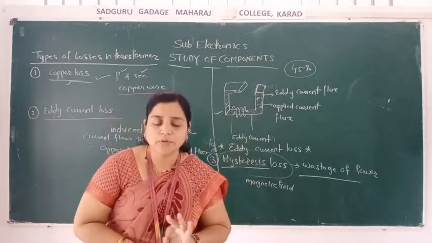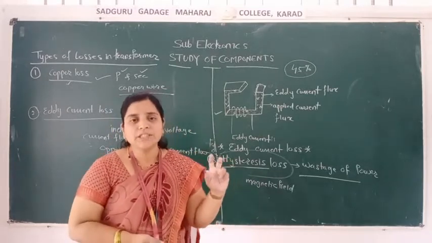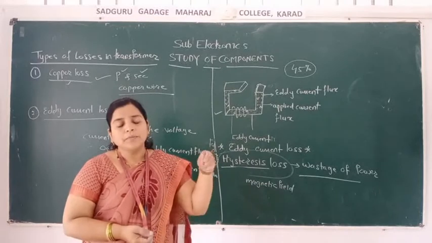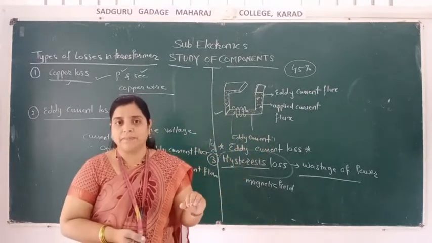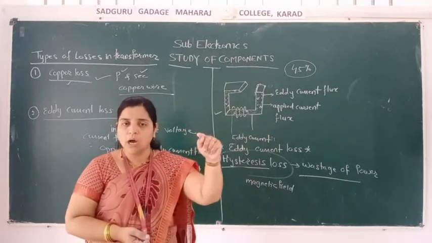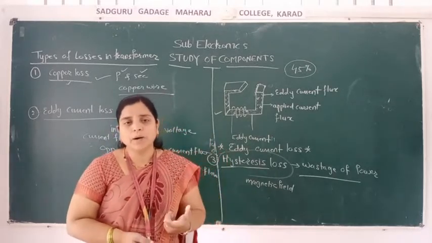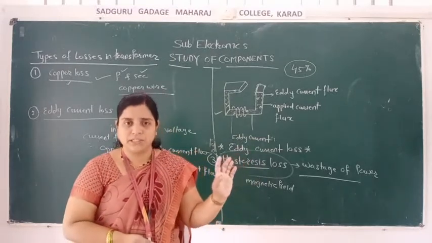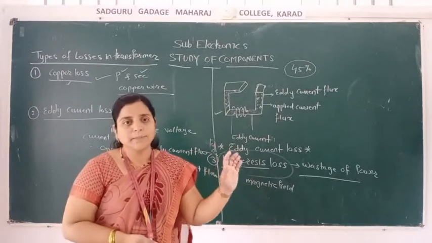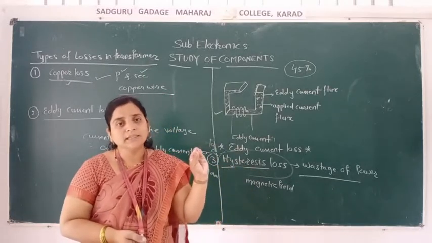There are three types of losses. Before going to loss, we have seen the efficiency. Efficiency of a transformer means what? Whatever output we are getting and whatever input we are giving, the ratio of P out upon P in, means output power upon input power, into 100%, is called the efficiency. It is theoretically possible, 100% efficiency is possible only in theory.